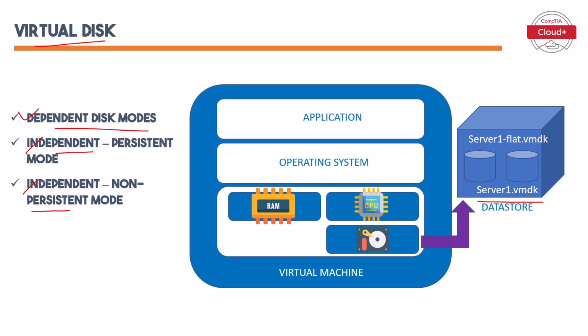Third is independent non-persistent mode. So non-persistent mode is the best way to describe a read-only virtual disk. When a new file is created, data is not written to the disk but to a redo file. And in the event that the virtual machine is powered off or a snapshot is deleted, all data is discarded. Okay?